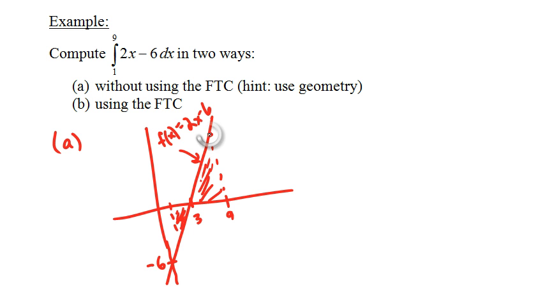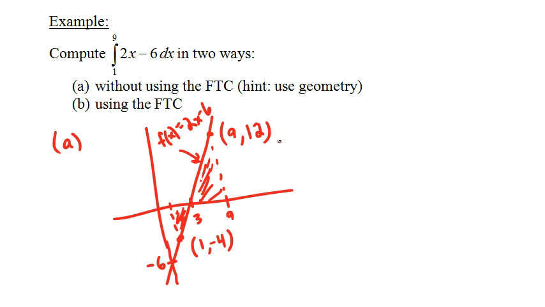This point up here is 9, comma, well, if we plug in 9, we would get 18. 18 minus 6 is 12. Okay, 9 comma 12. This point down here, if we're over here at 1, this would be 1 comma what? Well, if we plug in 1 into the function, notice that we get minus 4. Okay, 1 comma minus 4. So what we're trying to find is the net signed area.